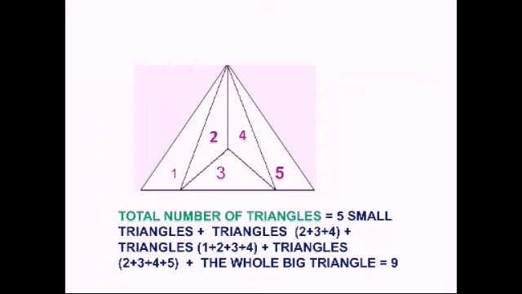So total how many triangles are there in this diagram? There are 9 triangles. Go through it again. There are 9 triangles. Okay.